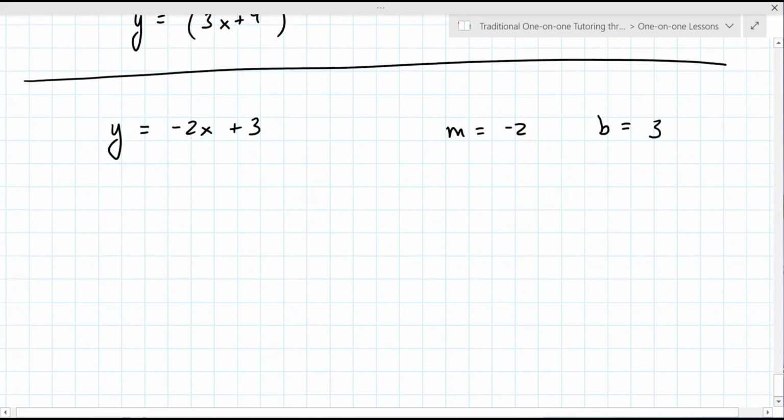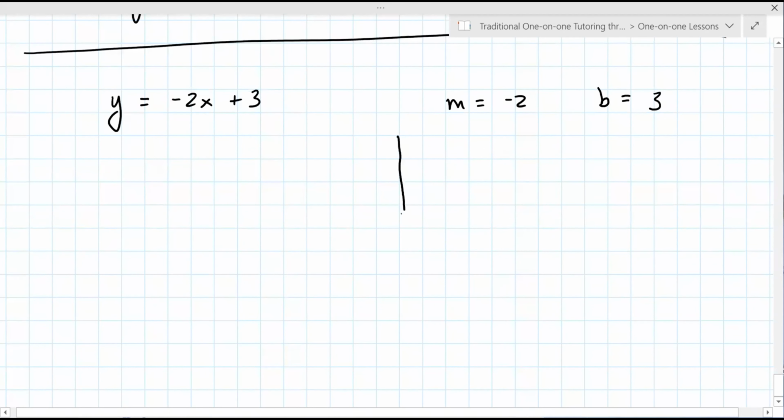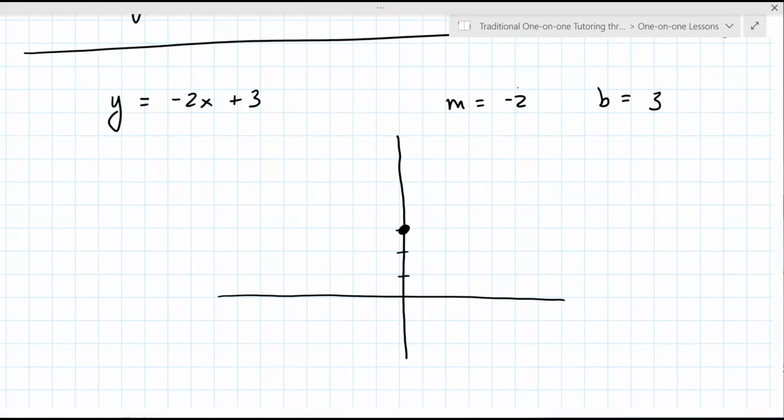So where do you start when you graph this? Do you start with the slope or the b value? Slope. You actually start with the b value. The b value tells you where it crosses the y-axis. Where does this cross the y-axis? At 3? Yeah, at 3. Now, what does the slope of -2 mean? That you put a dot at -2.